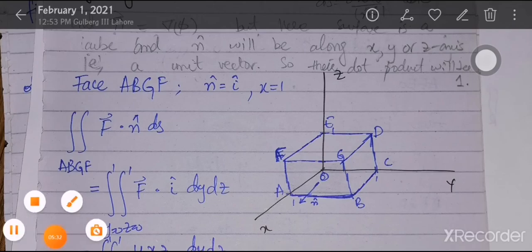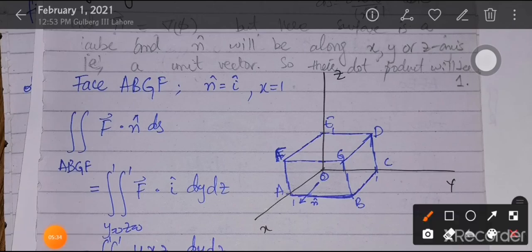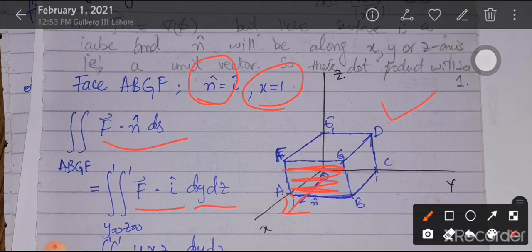So we have a face ABGF, that is this one, and this will be the unit normal to the surface. You can see that it will be along the positive x-axis, that is it will be equal to the unit vector i, and at this point x is equal to 1, so we have put x is equal to 1. So f dot n ds will become f dot i dy dz, because its projection will be on the yz plane.